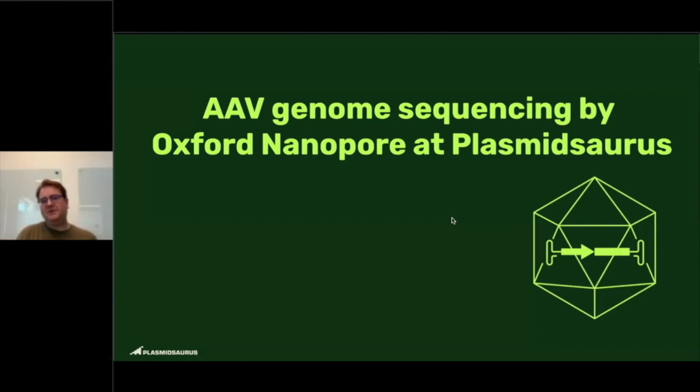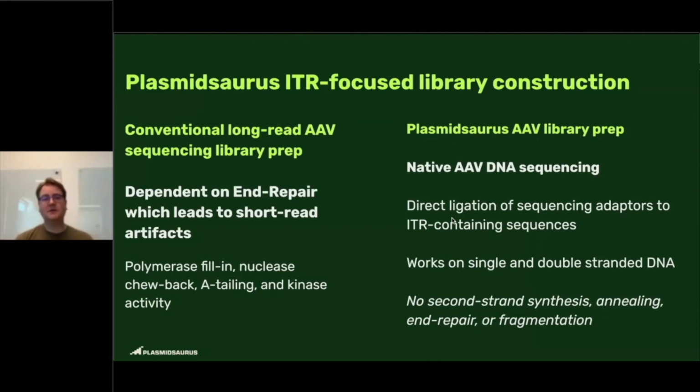So let me talk specifically about AAV genome sequencing by Oxford Nanopore at Plasmidsaurus. Plasmidsaurus has developed a unique ITR-focused library construction. And we did this because conventional long-read AAV sequencing library prep is dependent on something called end repair. So end repair involves polymerase fill-in, nuclease chew-back, and an A-tailing enzyme, as well as kinase, to generate double-stranded ends of DNA that have an A overhang and a 5' phosphorylated nucleotide. And these are required for ligating conventional sequencing adapters onto the DNA.